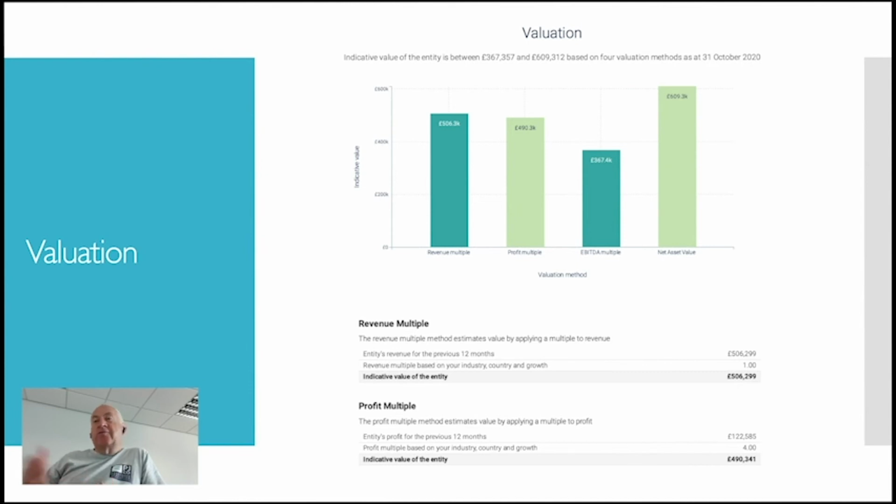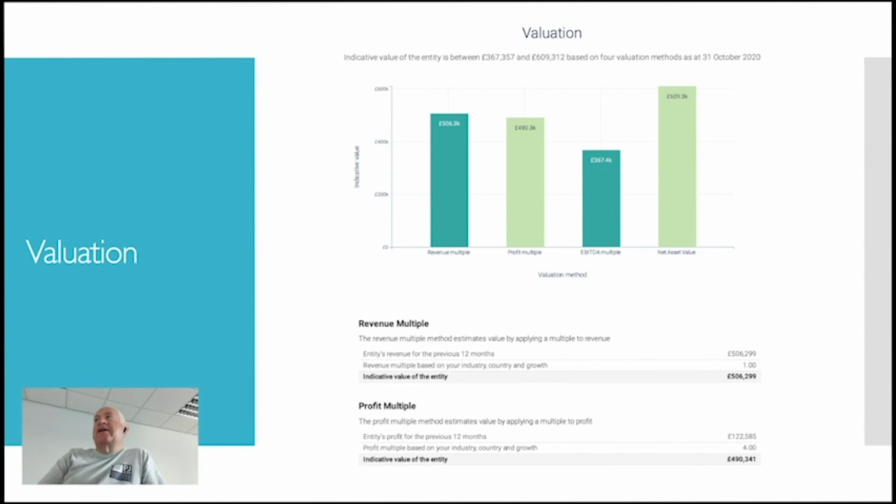And as an alternative, someone may well be willing to pay you for the assets you hold in your business. That may well be the case if you've got property. That might be at the property valuations in the business rather than the multiplier of profits or the multiplier of revenue. Different methods to value your business.